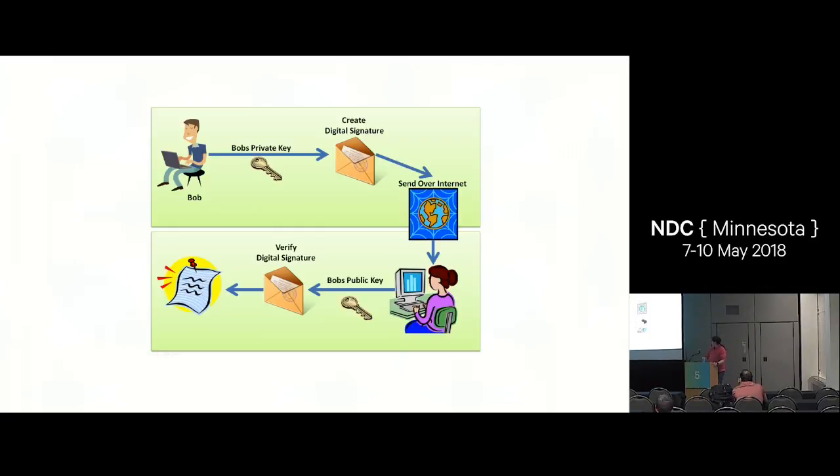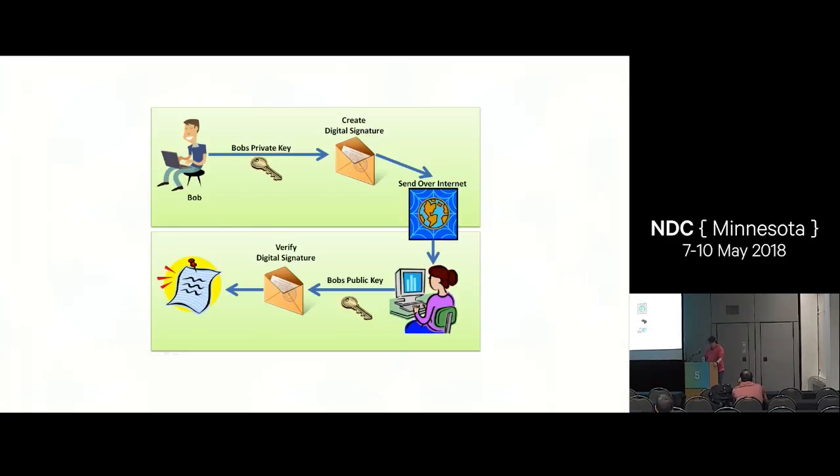Then Alice receives that digital signature, and then she uses Bob's public key to validate or verify the signature. If it comes back as true, she knows that that message definitely came from Bob, because only he has access to that private key. If the verifier comes back as false, then she doesn't trust it, because it can't have been Bob that sent that message.